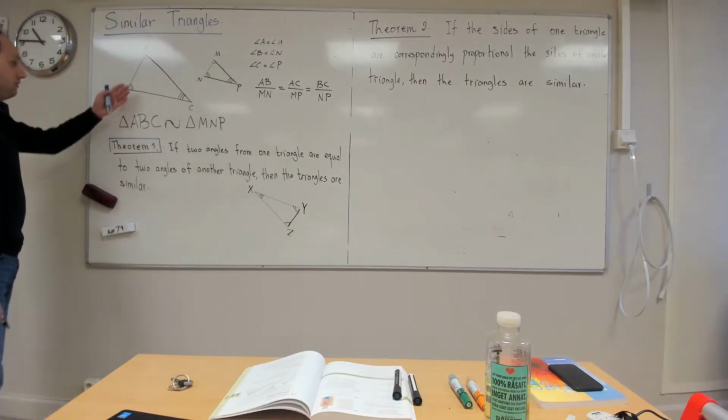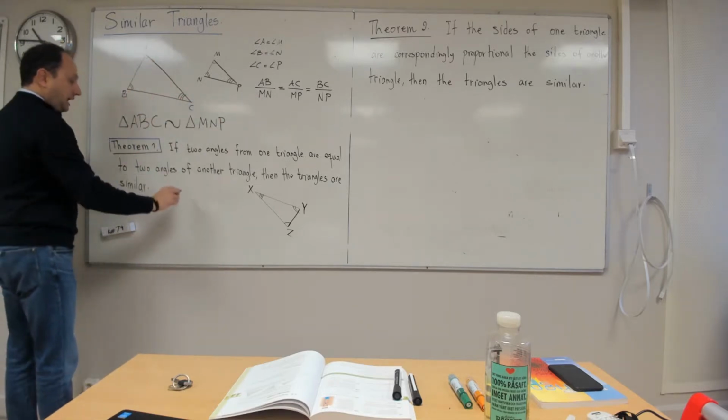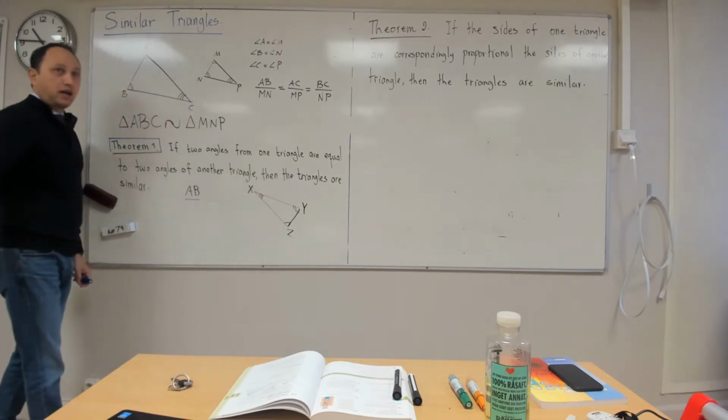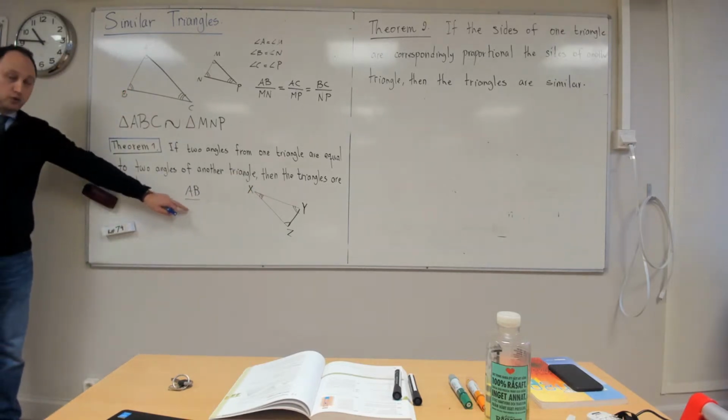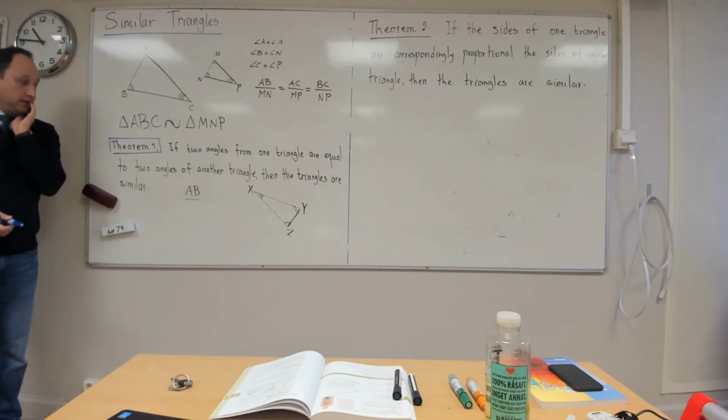Now, if I want to write this relation, if I take AB, which side of this triangle should I take and put below this one? That is the meaning of correspondingly. Y and Z? Y and Z is not correct. That's a good question that you asked. X and Y. X and Y.